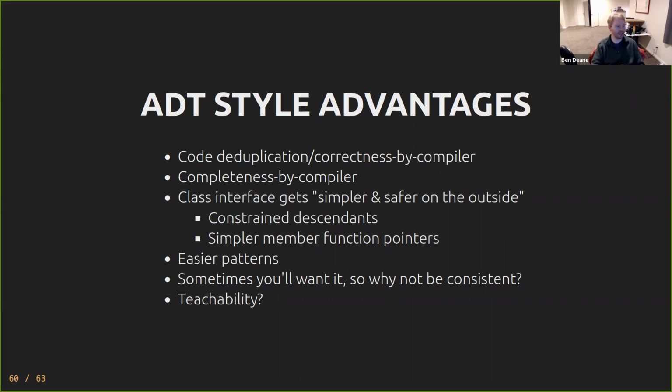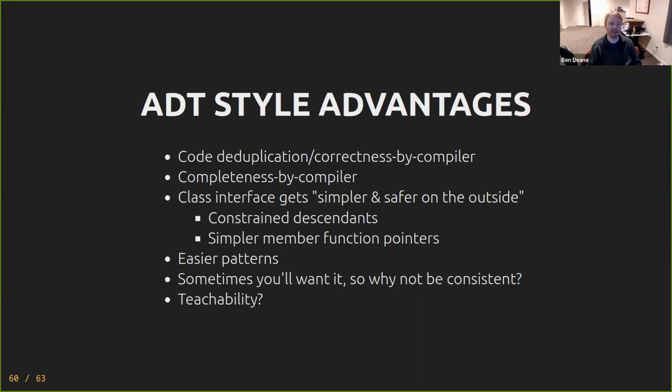You get all this easier patterning with template methods and CRTP. And sometimes you're going to need to use this, so you might want to be consistent in using it. And in my opinion, it's very teachable because we already have this mental model of the first implicit parameter. And if your code is mostly compile time polymorphism and templates, then this is probably a pretty attractive option.